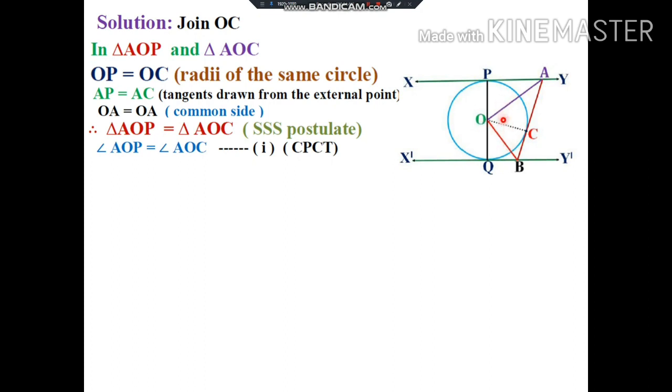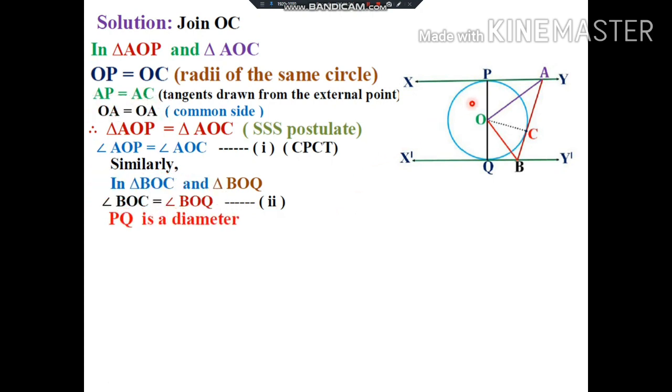Therefore, similarly, we can say these two triangles are congruent. So, triangle BOC and triangle BOQ are congruent. You need not write all these reasons here directly. Since you have proved these, you can directly write these two triangles are congruent. When these two triangles are congruent, you can say angle BOC and angle BOQ are equal as we have done in the previous triangles. Angle BOC is equal to angle BOQ. Dear children, first you call this as equation 1 and this as equation 2.